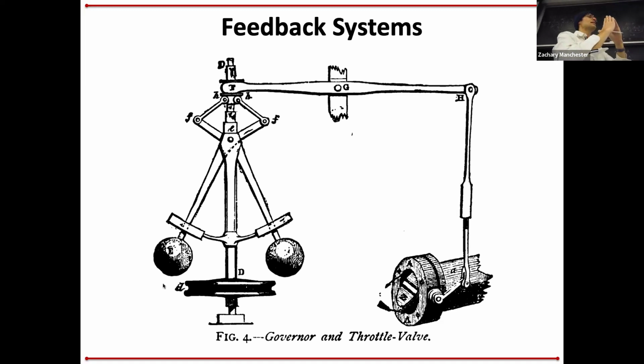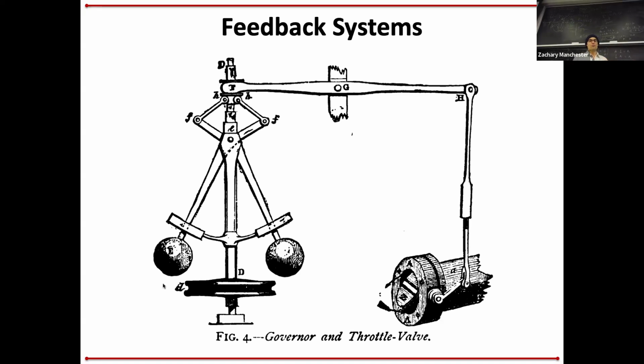So basically, if the engine starts spinning too slow, the balls move in, and that opens up the throttle more. If the engine starts going too fast, they move out more. That closes the throttle valve. So just by doing that, it's opening and closing the throttle to get you more or less power to keep the engine at a constant speed. Really clever. So these were all over steam engines, and no one really understood how they worked.